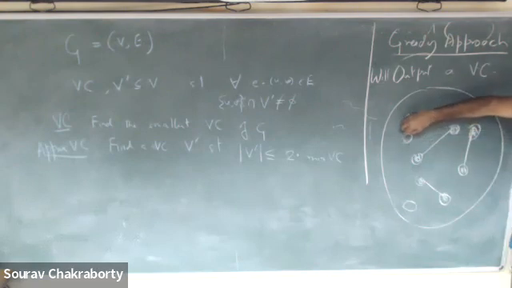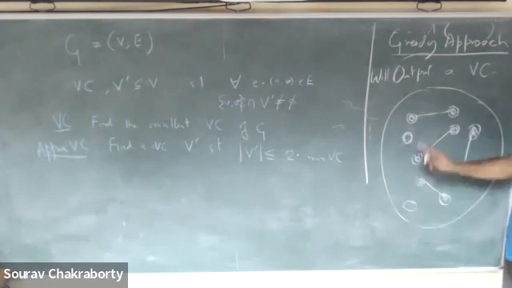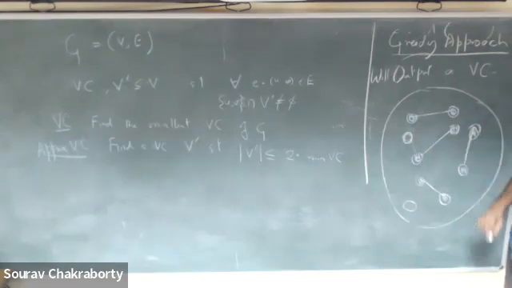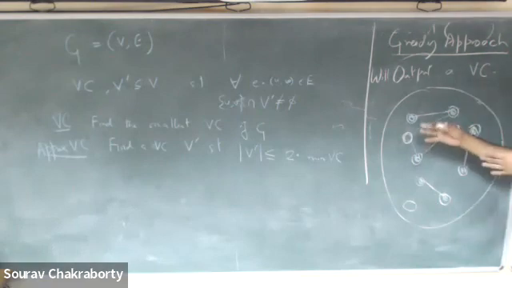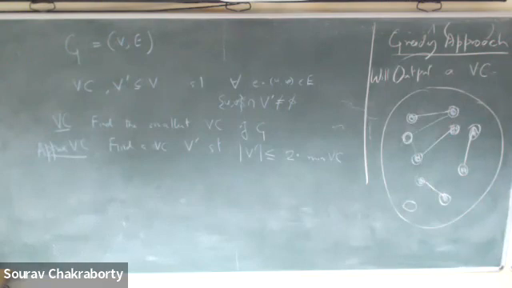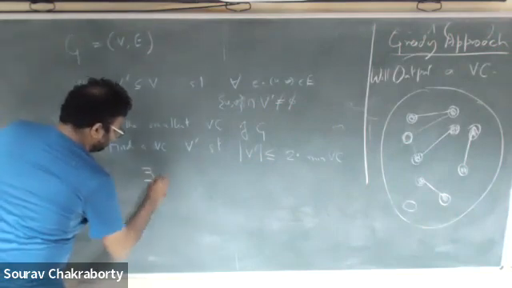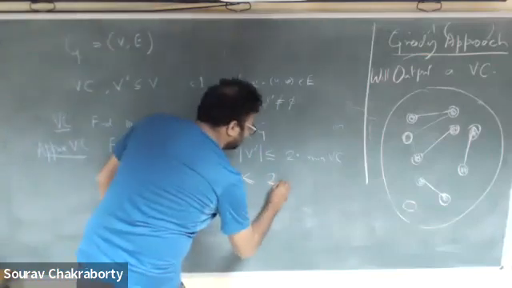So what does it mean? It was a maximal matching, meaning it doesn't have an edge to any of the other non-matched vertices. If at all there is an edge, it goes to an already matched vertex. But since I've already picked up all the matched vertices, that means all the vertices will be covered. Yeah, excellent. So that means if you find a maximal matching, there exists a vertex cover of size at most 2 times the maximal matching.